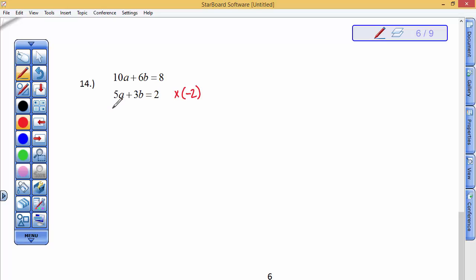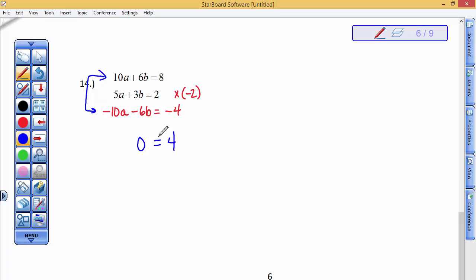And the 5a times a negative 2 would be a negative 10a. The 3 times a negative 2 would be a negative 6b, and the 2 times a negative 2 would be a negative 4. You'd add these two statements right here, the first and now the third statement, which was created from the second, and the 10a and the minus 10a is gone. And the 6b and the minus 6b are gone. But the 8 and the negative 4 combine to be 4.